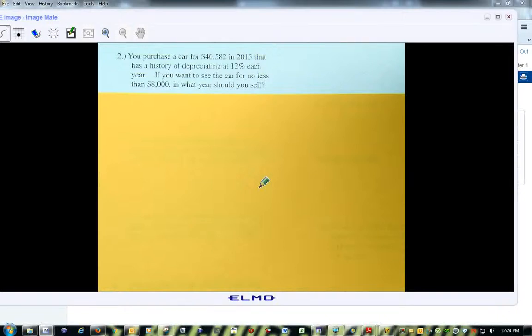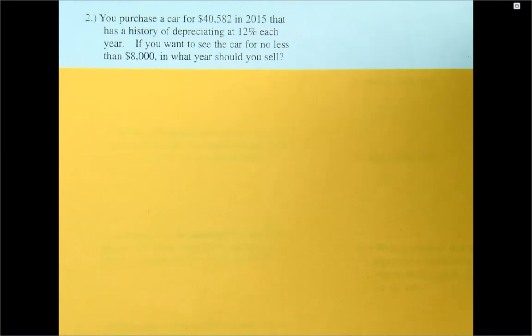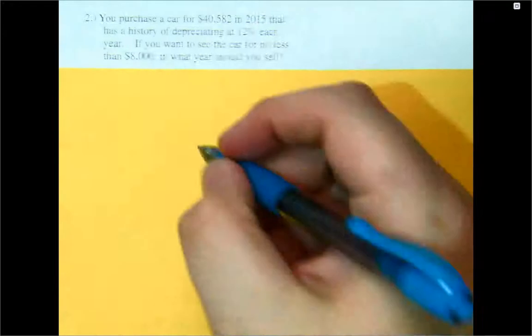Alright, it says that you purchase a car for $40,582 in 2015, and it has a history of depreciating at 12% each year. You want to sell the car for no less than $8,000. When should you sell it?